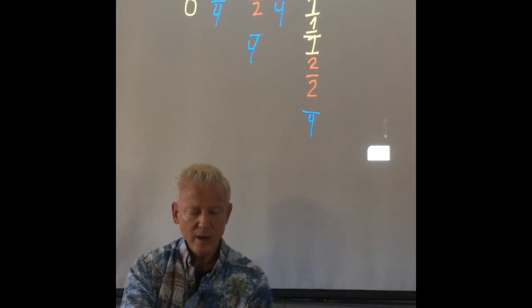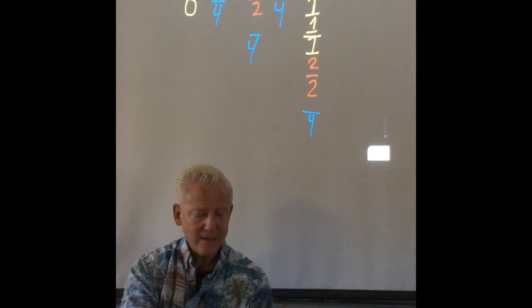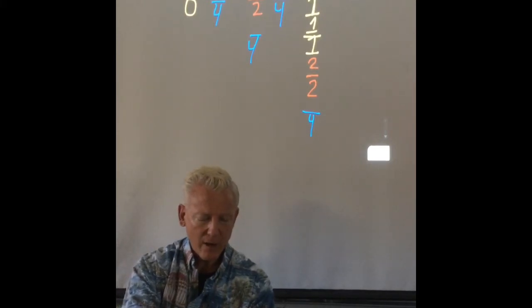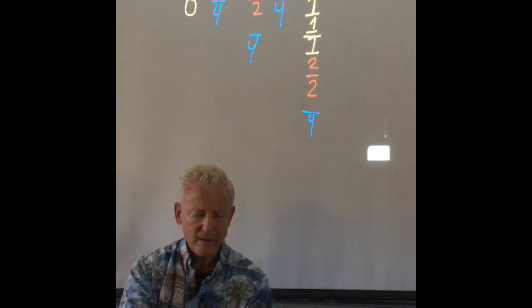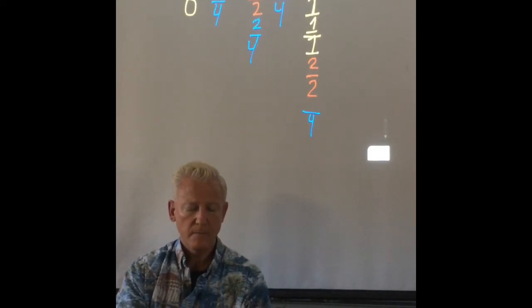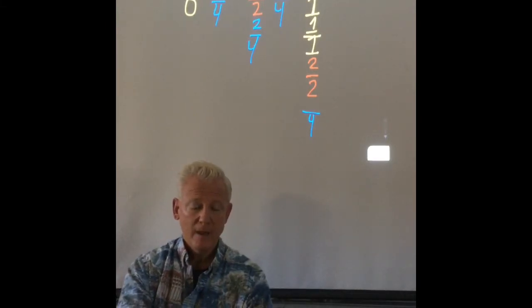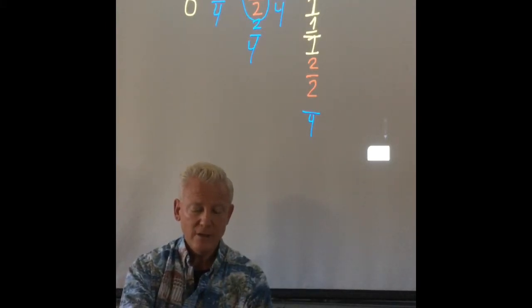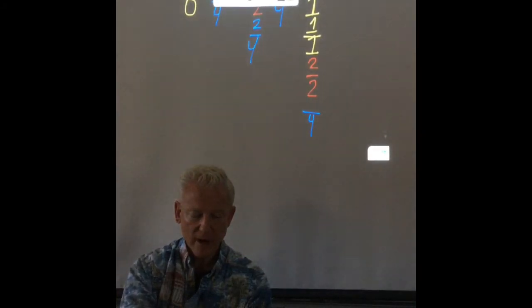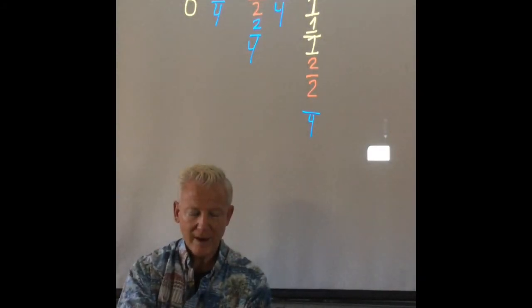How about this one in the middle? How many is that? Well, let me use my highlighter. I got 1, 2, right? So I'm going to put a 2 over 4. 2 is half of 4, isn't it? So isn't that wild? 2 is half of 4. Cool.